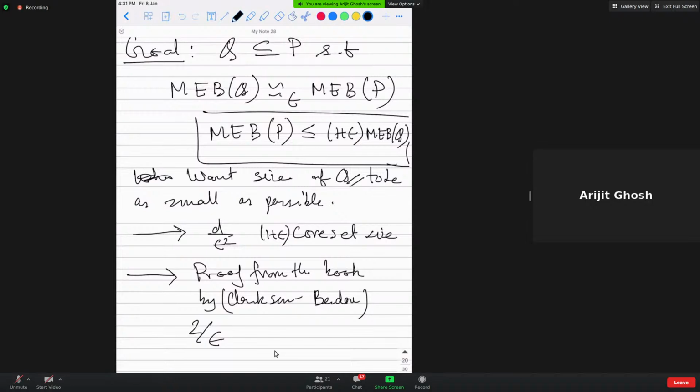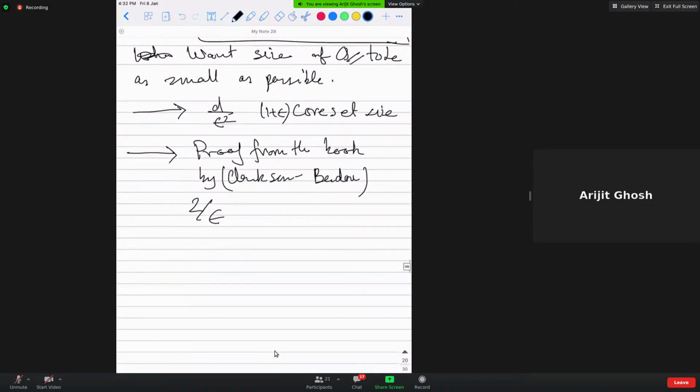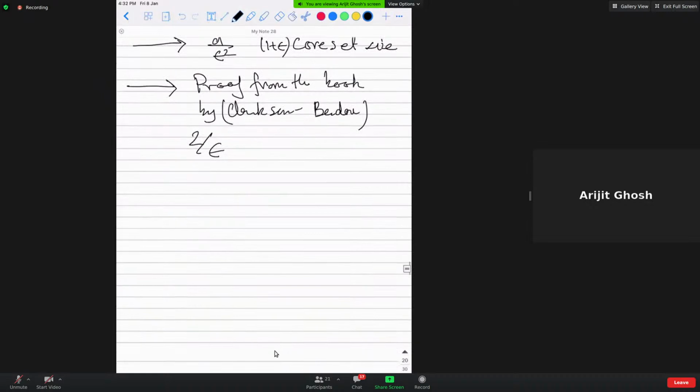And it will be 2 by epsilon. And the way you do it is so simple. I will just tell you the idea now. It's unbelievable. The analysis is also not that hard. Some slight manipulation, but the main idea is super simple. So what's the algorithm? How to construct this coreset of size 2 by epsilon? You have this set of points, P1 to Pn.